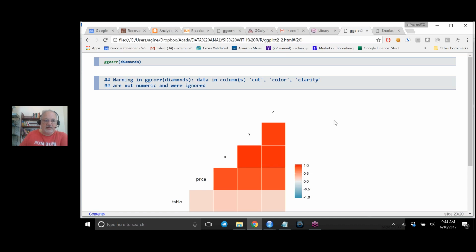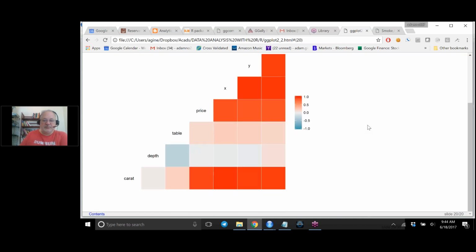And here's just another example with another data set. It allows you to see very nicely, well, depth and table are the two that are negatively correlated.